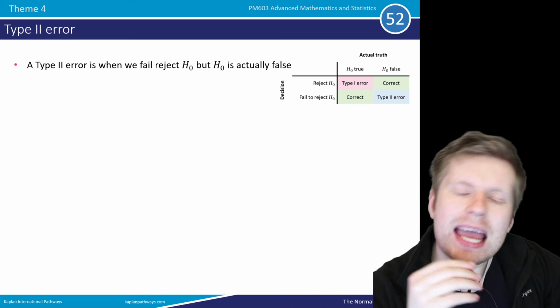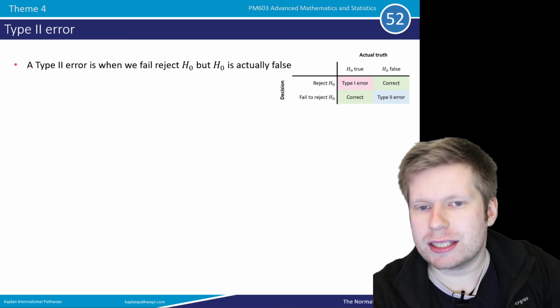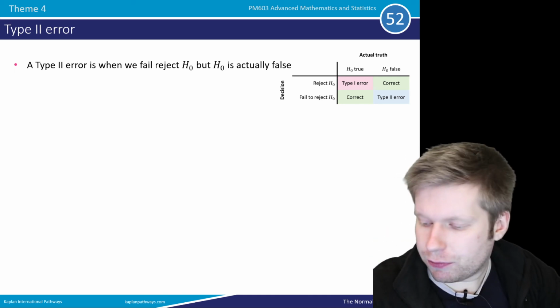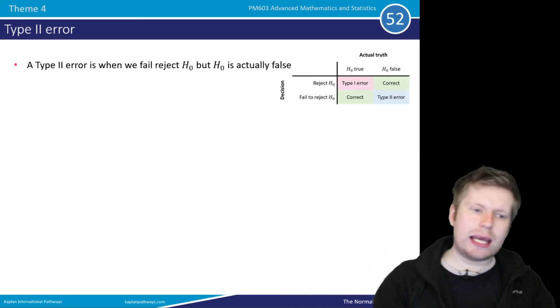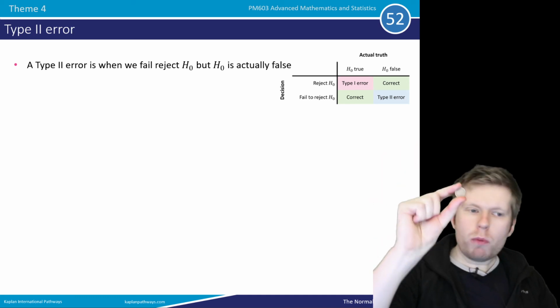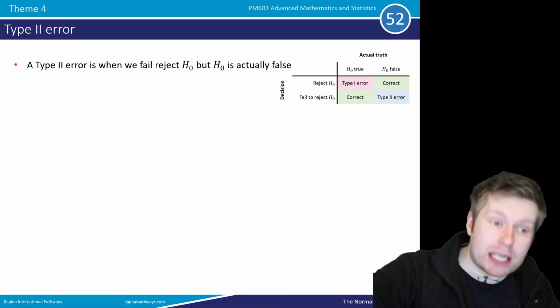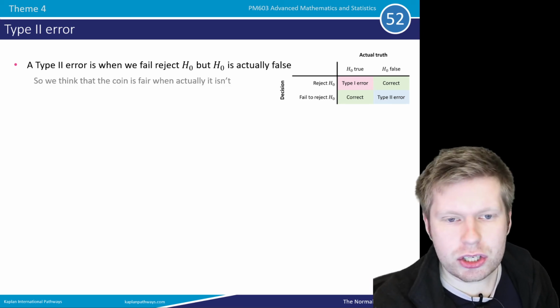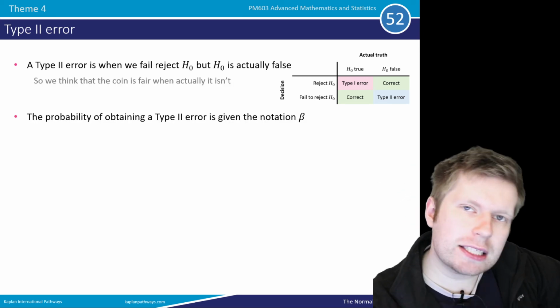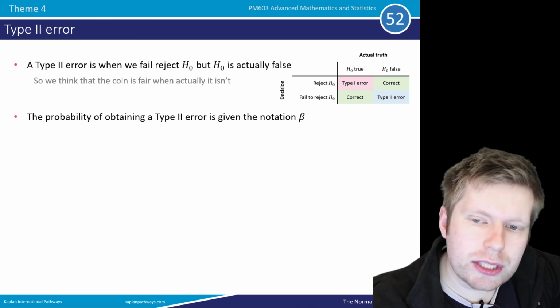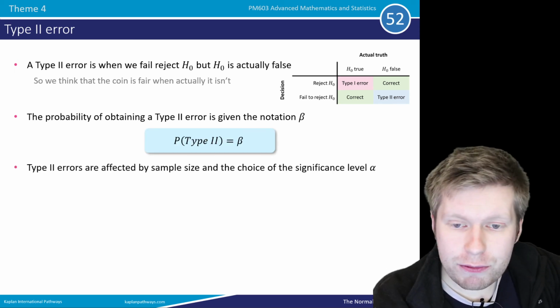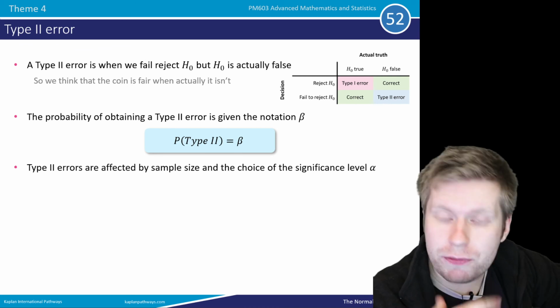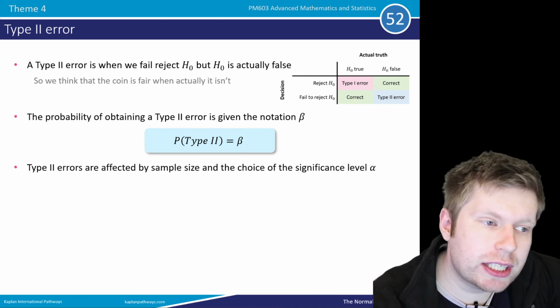Well, type 2 error is when we fail to reject the null hypothesis, but the null hypothesis is actually false, okay? So in the case of our coin example, I'm basically saying, nope, this coin is completely fair, when actually it's not fair, okay? That's a type 2 error. So the probability of obtaining a type 2 error is given the notation beta, and it's going to be affected by our sample size and the choice of our significance level.